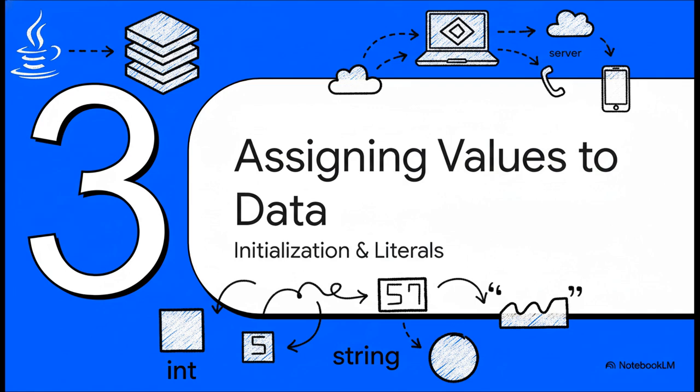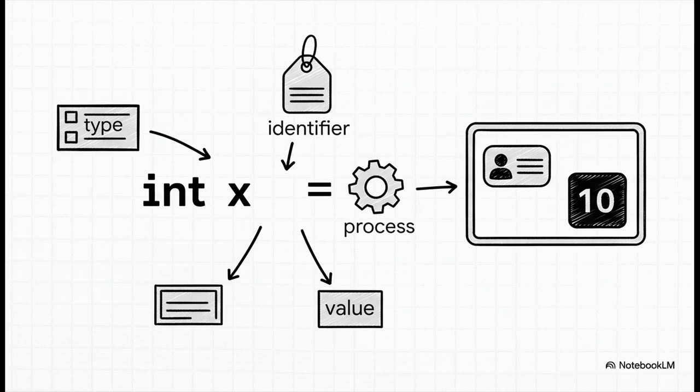All right, so we have our storage boxes, we've put labels on them. Now let's actually put some stuff inside. This one simple line of code shows us everything. We've got int, which is the keyword telling us the data type, it's an integer. Then, my number, that's our identifier, our label. The equal sign is the assignment operator. And 42 is the actual value we're putting in the box. And this whole act is called initialization.